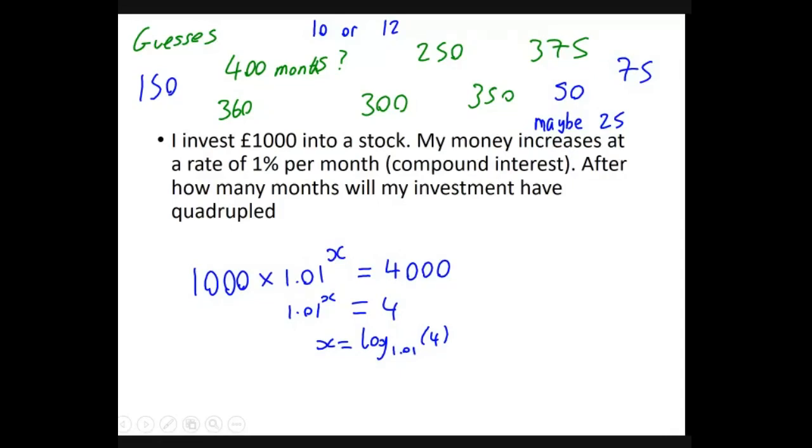What does it equal? Who was the closest guess? Okay, you ready? 139. What? I guessed 150, but 139. Well, it was 139.3, so maybe 140. So it will be sometime in month 140 that it will have more than quadrupled. Cool.